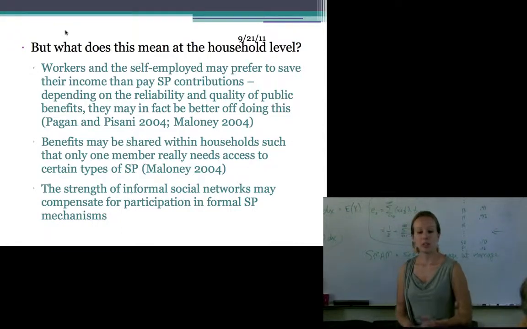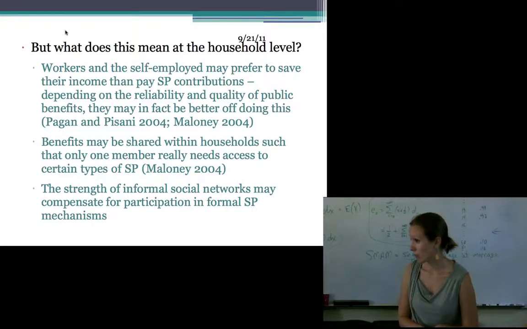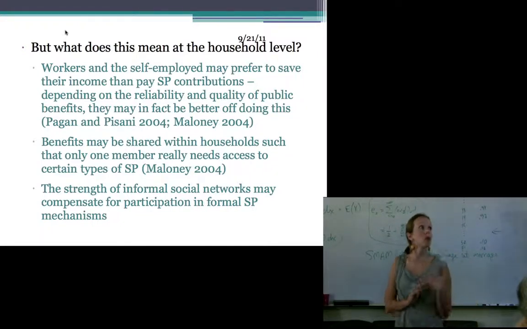Because there's a couple of reasons to think that either we're heading for catastrophe here, with a large number of people who are not going to have any way to support themselves, or that there may actually be other mechanisms in place by which people are supporting their families and expect to support their families, so that they're not putting that much importance on social protection, or that we don't have to worry about it that much.